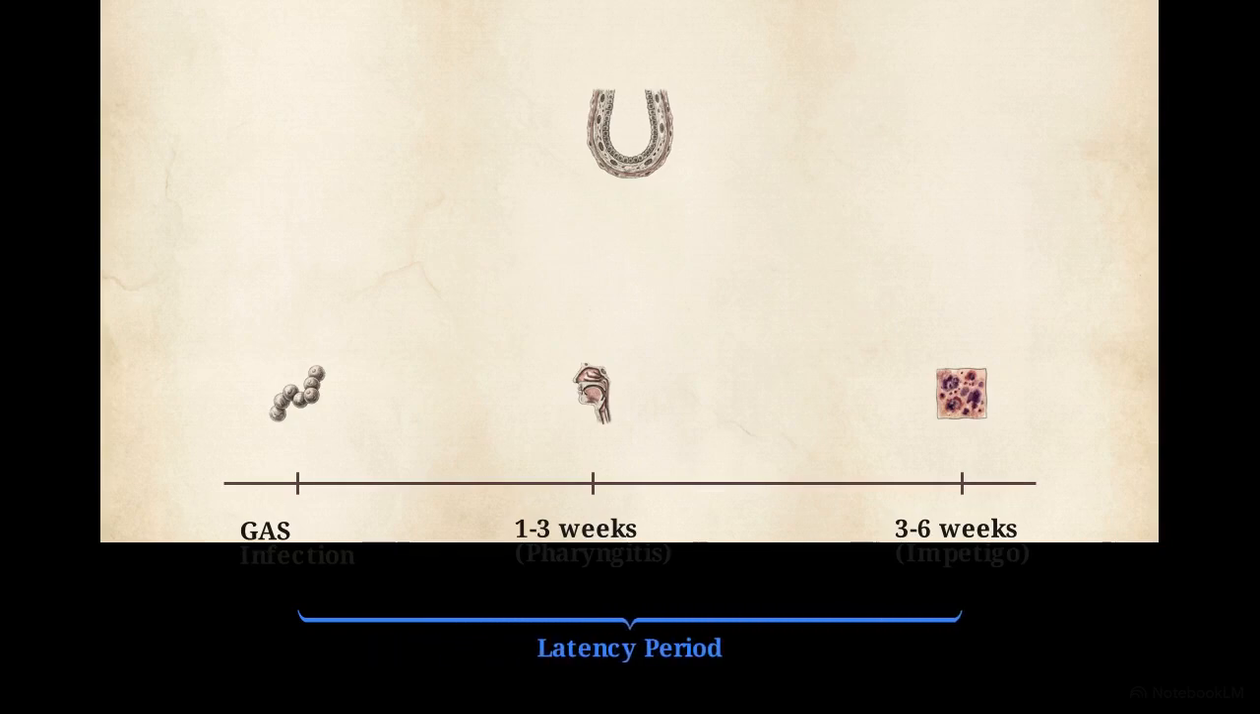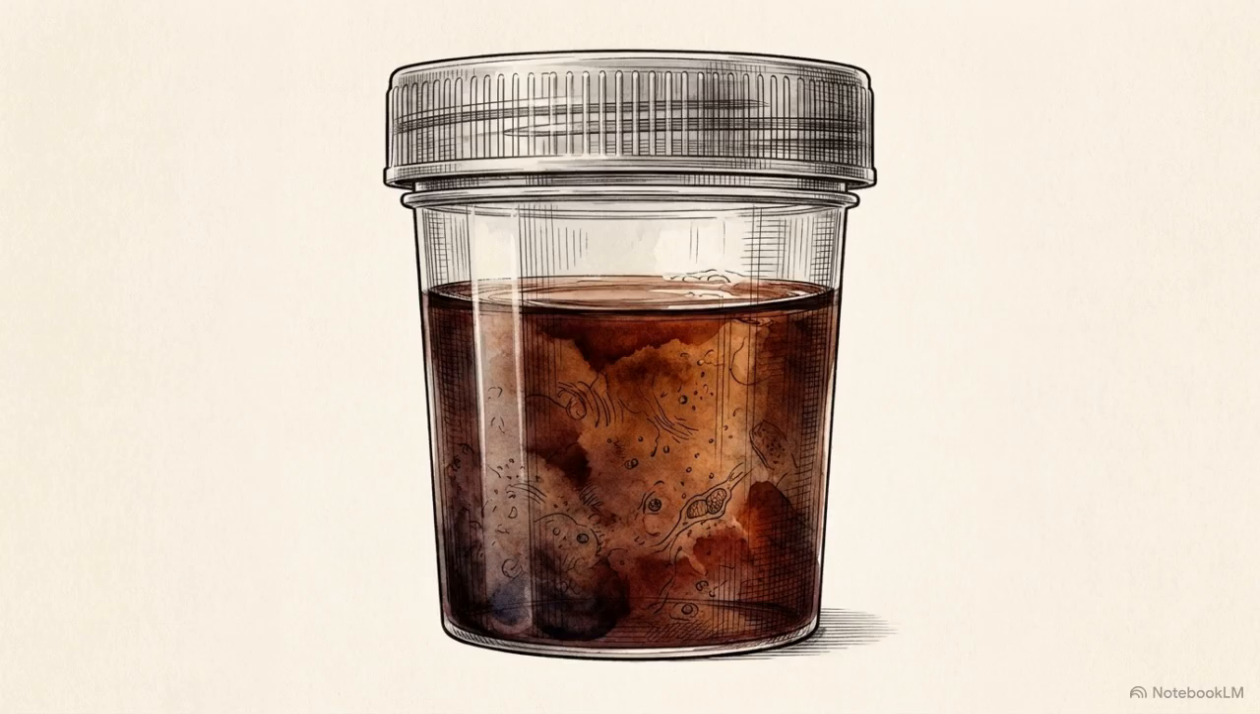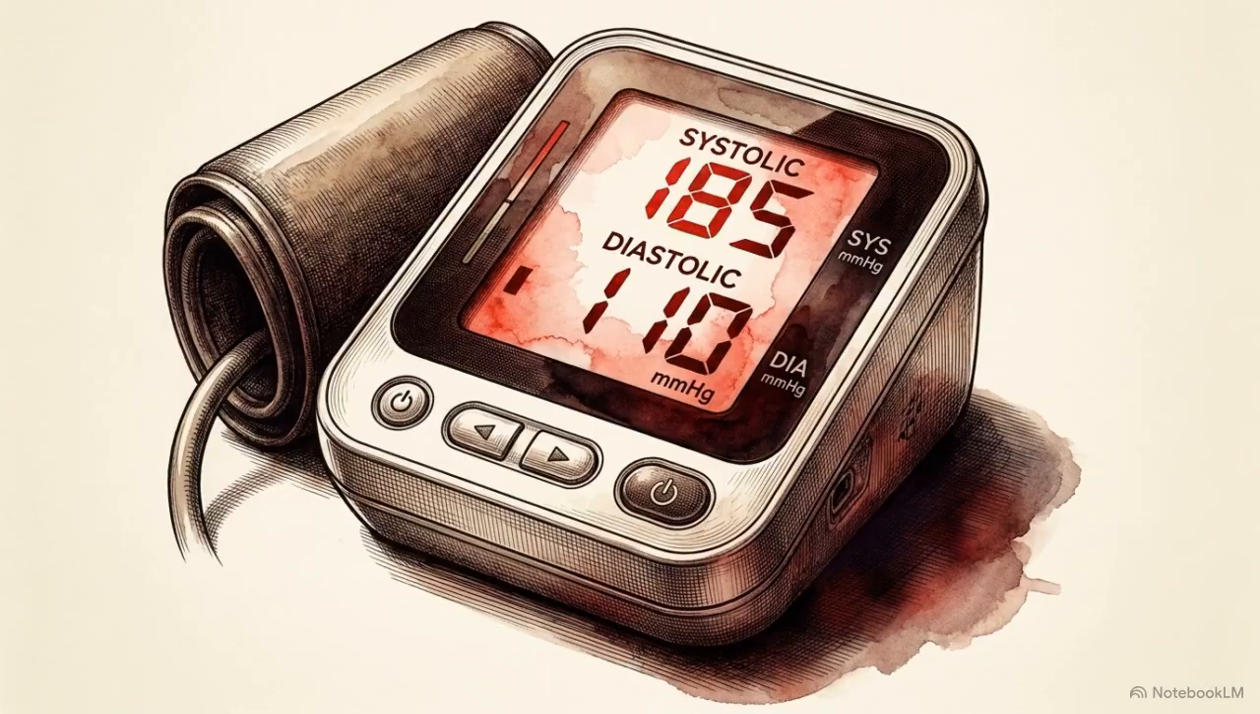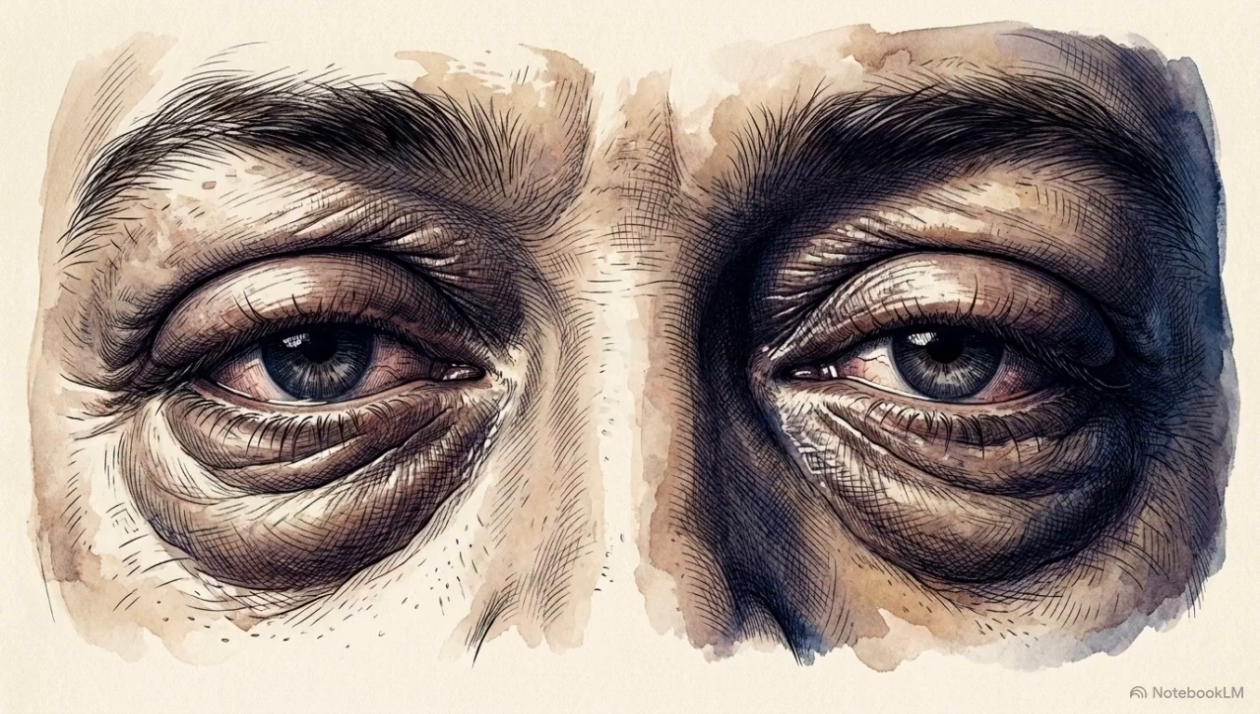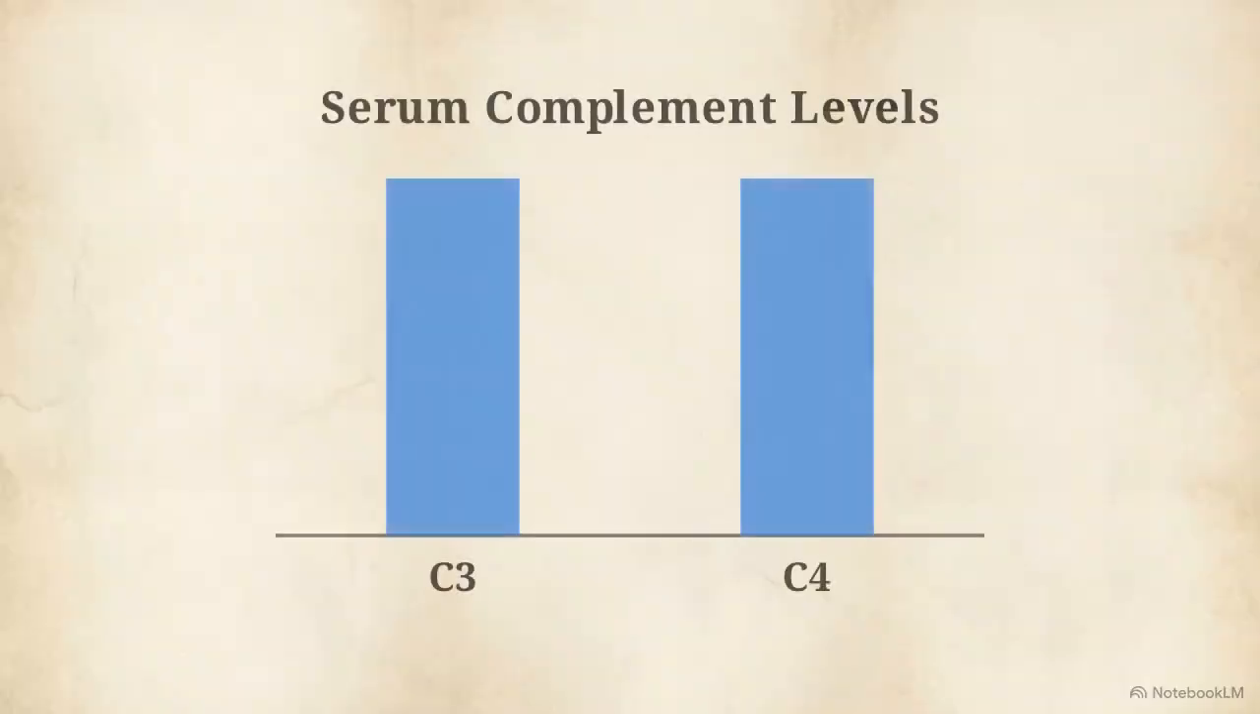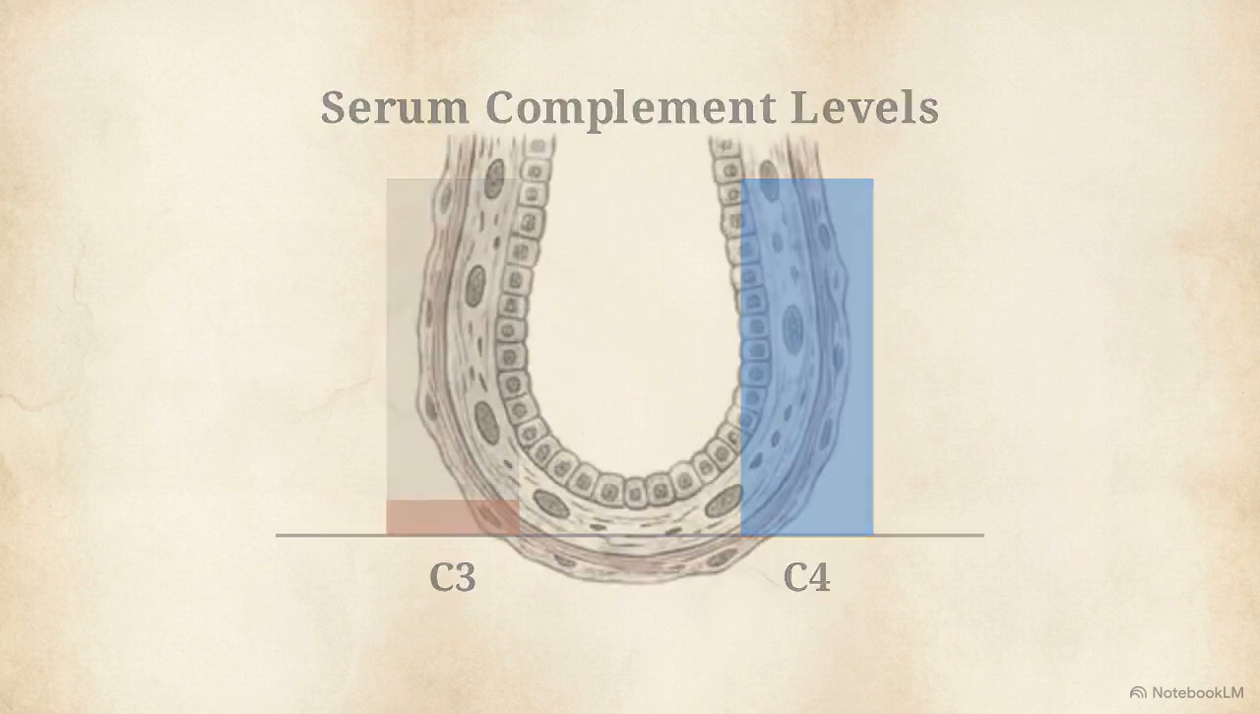episode of streptococcal impetigo. Once deposited, the complexes trigger intense inflammation, producing the classic clinical triad of PSGN: gross hematuria resulting in cola-colored urine, acute rapid-onset hypertension, and severe periorbital edema. This bar chart highlights the systemic impact of the inflammatory response. The massive volume of circulating complexes triggers an exhaustive consumption of the alternative complement pathway. This results in a profound drop in serum C3 levels, while C4, associated with the classical pathway, remains largely unaffected.